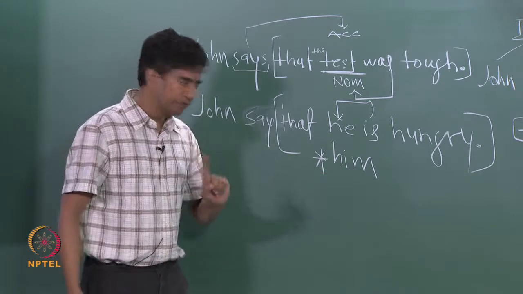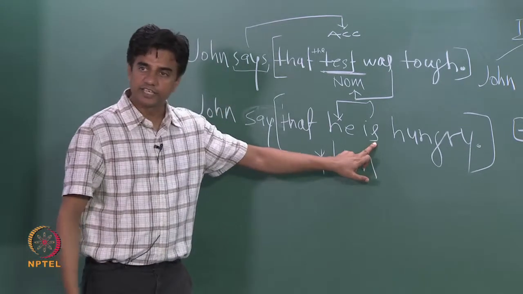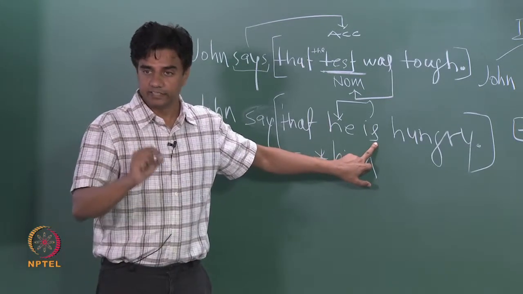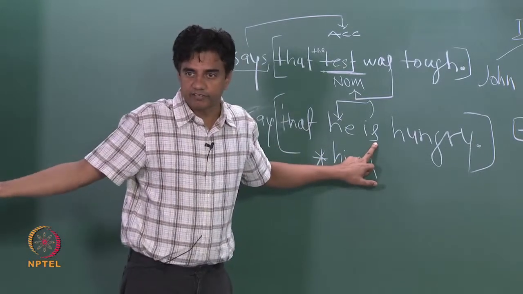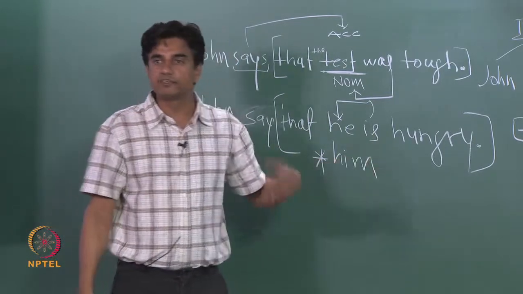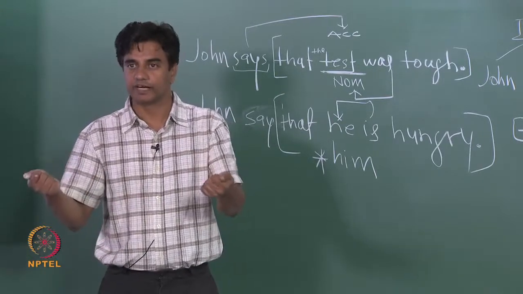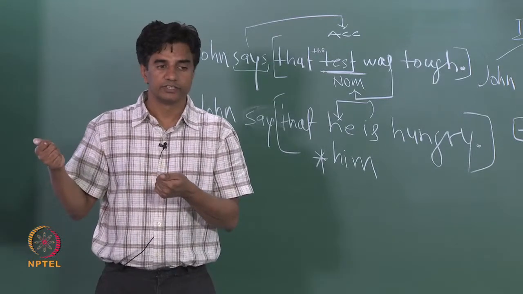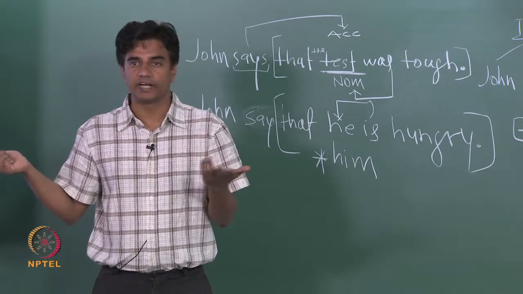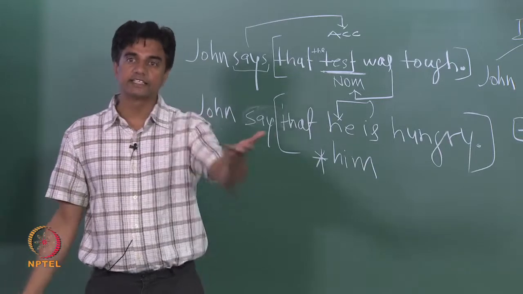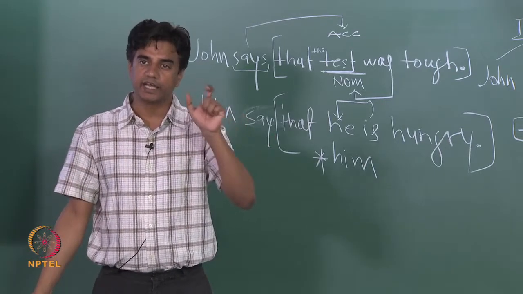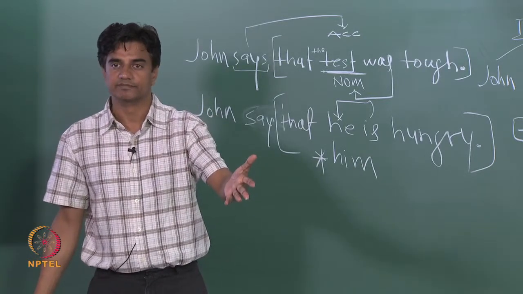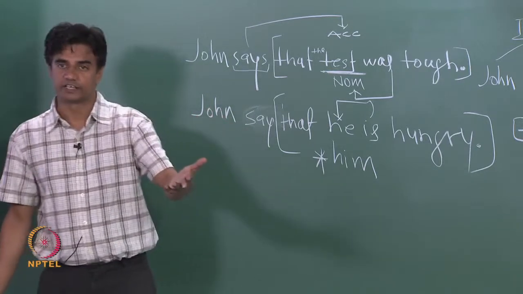Okay? However, if the subordinate clause is not finite, like the examples that you see here: John believes him to be a liar. Him to be a liar is not a finite clause. Wants him to learn English. Him to learn English is not a finite clause. In such cases, you find an accusative case marked pronominal NP being the subject of those non-finite clauses.